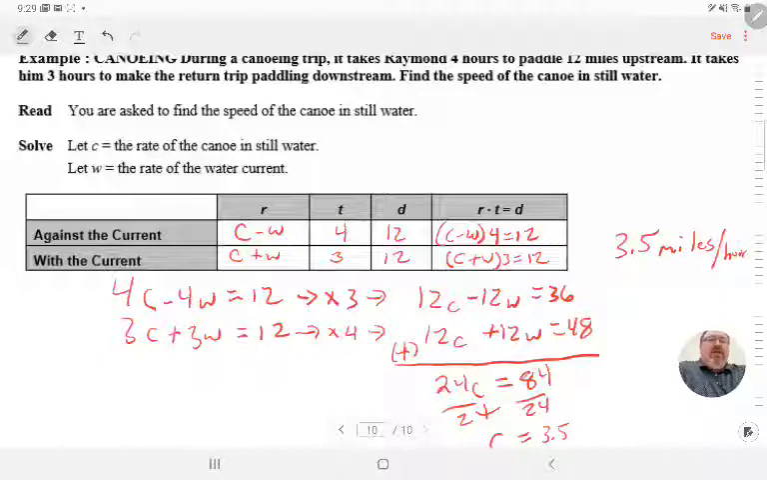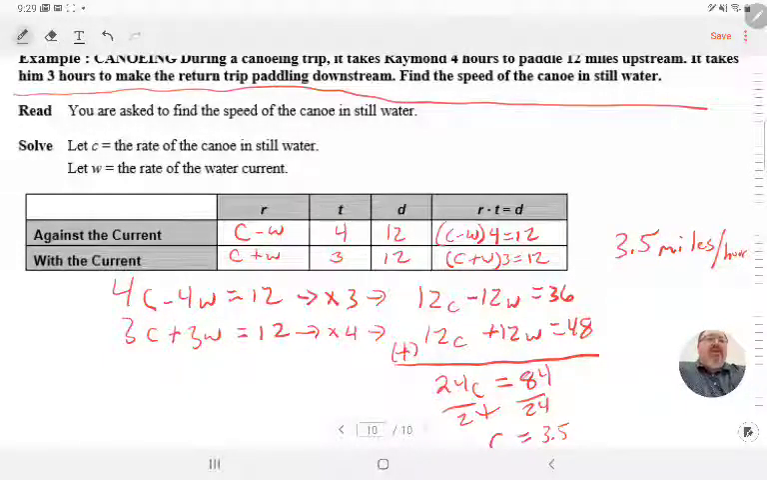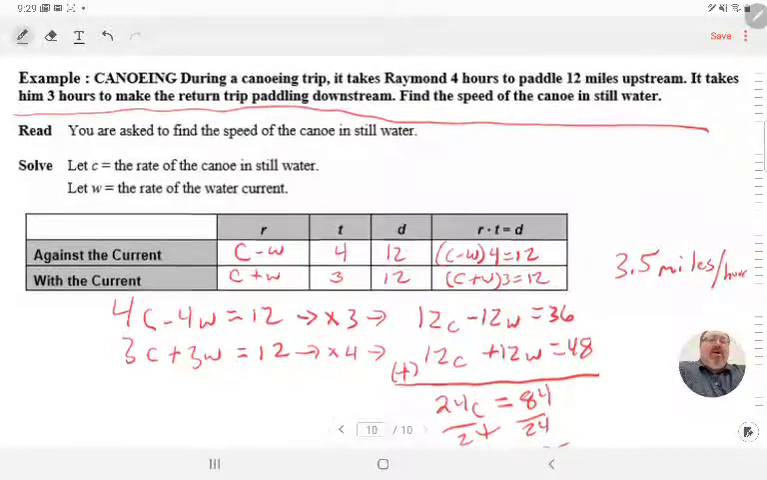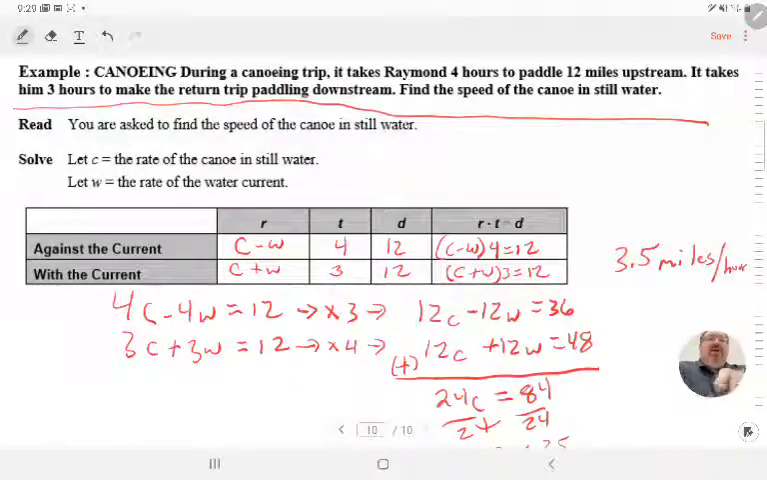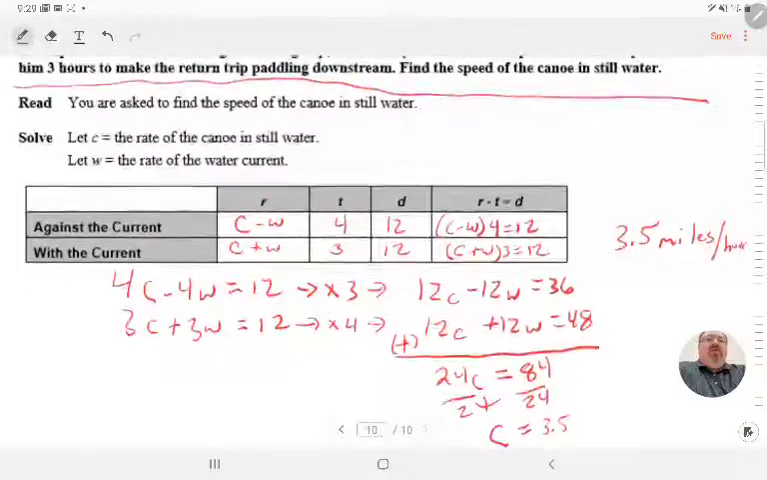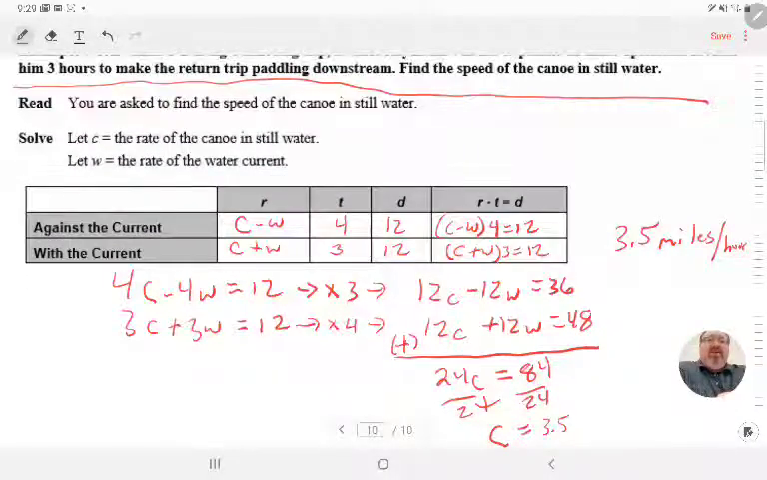Now, when you get these problems, you're not going to get anything below this line, okay? You're just going to get the word problem. The reason I put the table in is just to try to help you organize the information, okay? So you would have C minus W, or 4 times C minus 4 times W equals 12. 3C plus 3W equals 12, okay? So the table just kind of shows how you would get those equations.